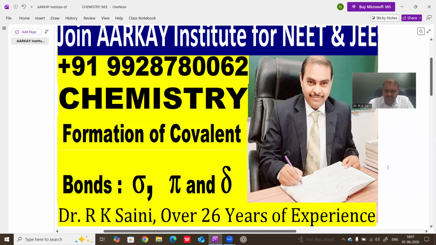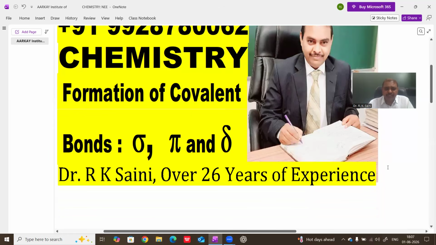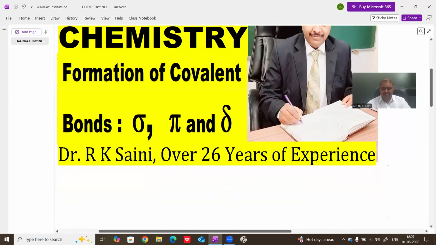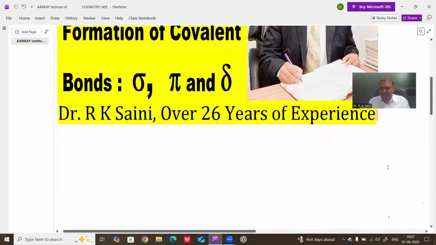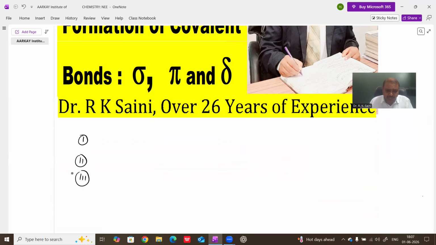First, we discuss how a covalent bond is formed, then what conditions are essential or suitable for the formation of covalent bond, next types of covalent bond, and then I explain relative strength of covalent bond.